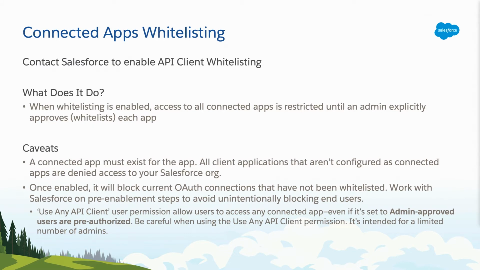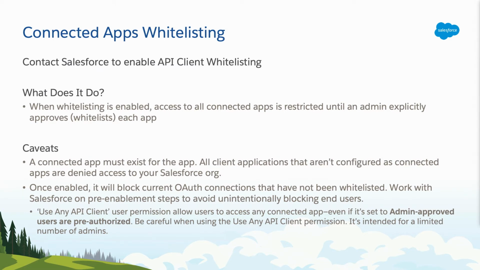Now, if you want to take a really strong position and you want to block all apps unless you said they were OK, connected apps whitelisting / API client whitelisting is a feature that you should look into. This is very powerful. It's very strong, so in the same sense, it can be quite restrictive. So this is something that you'll need to contact Salesforce to get enabled.